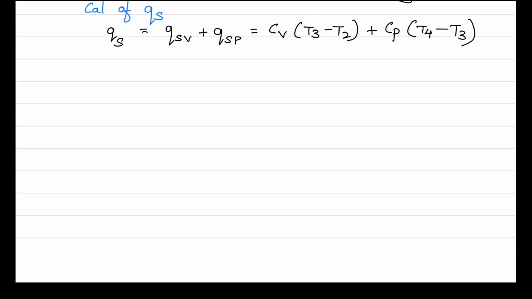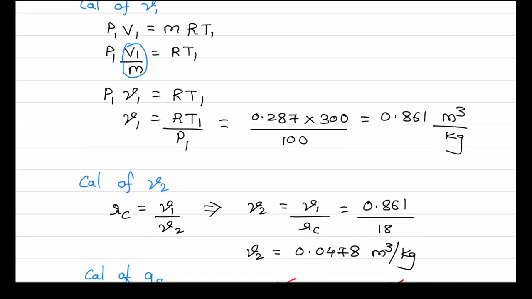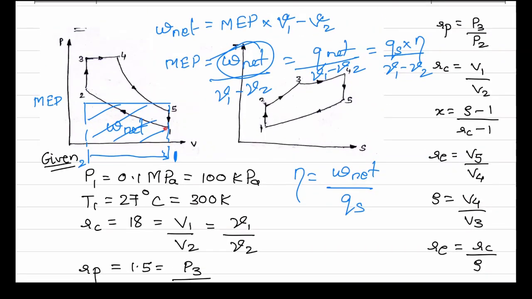Now simply substitute the values, Cv value. Before that, if you see the Cv and Cp values, we can assume Cv and Cp for air. We don't have the values of T2, T3, T4, so we need to find all the temperatures first. So I can consider process 1 to 2. This process 1 to 2 is an isentropic process. So I can write T2 by T1 is equal to V1 by V2 raised to gamma minus 1, and V1 by V2 is RC. I'll write down the equation.